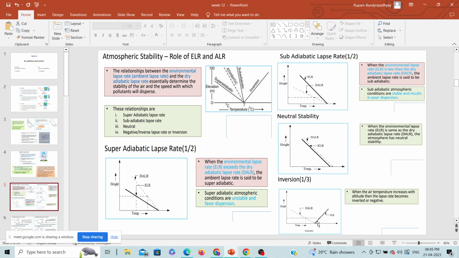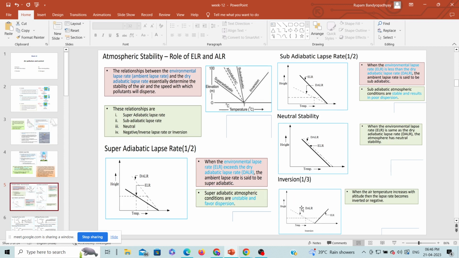And neutral condition is when these two lapse rates are almost equal. And inverse condition: in the troposphere, with increase in height the temperature is normally decreasing, so inverse condition is when with increasing height the temperature is increasing. When such conditions occur, that is called inverse condition. When the air temperature increases with altitude, the lapse rate becomes inverted or negative, so sometimes it is also called negative lapse rate.